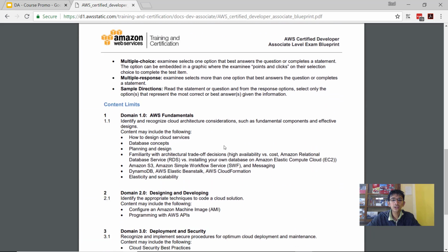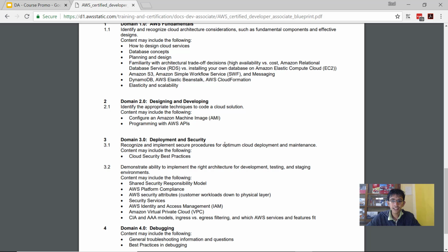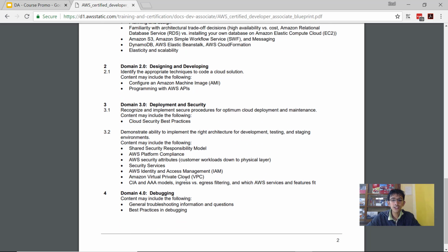Now this domain not only focuses on developer specific services like Elastic Beanstalk and DynamoDB, but it also focuses on solutions architect specific services like VPC, firewalls and various others. The primary reason for that is because as a developer, if you are integrating your code with various AWS services, you should have a basic overview as well as understanding on how to debug in case there are some issues related to connectivity between your code and AWS services.